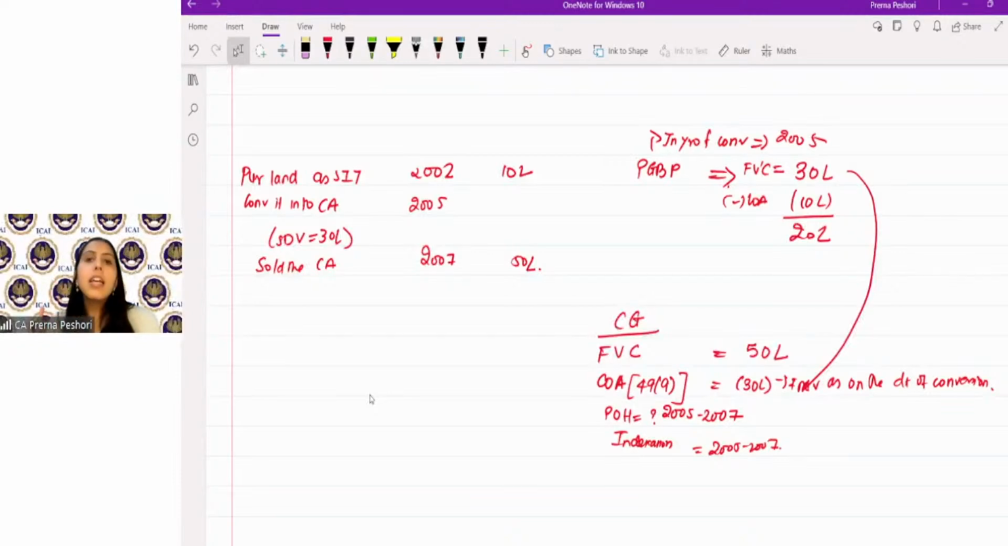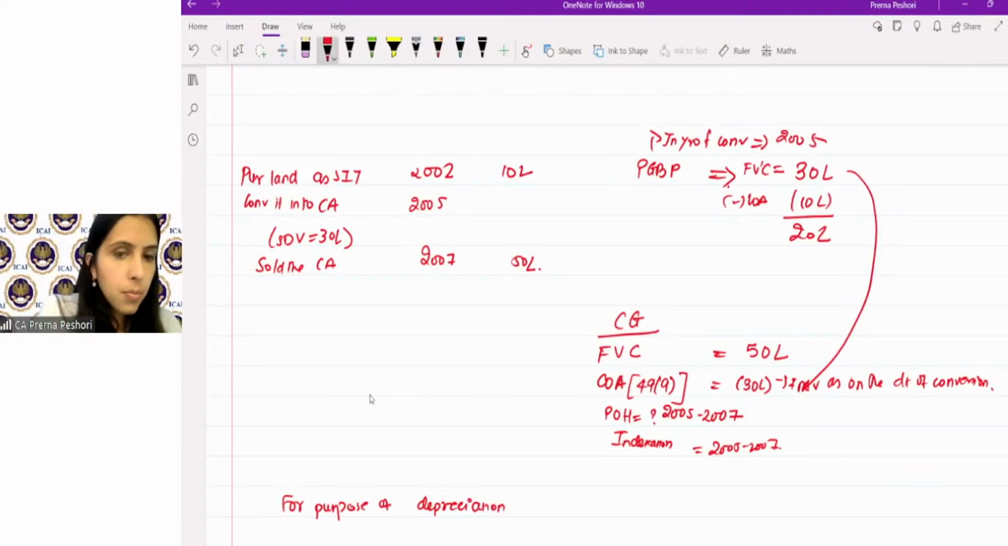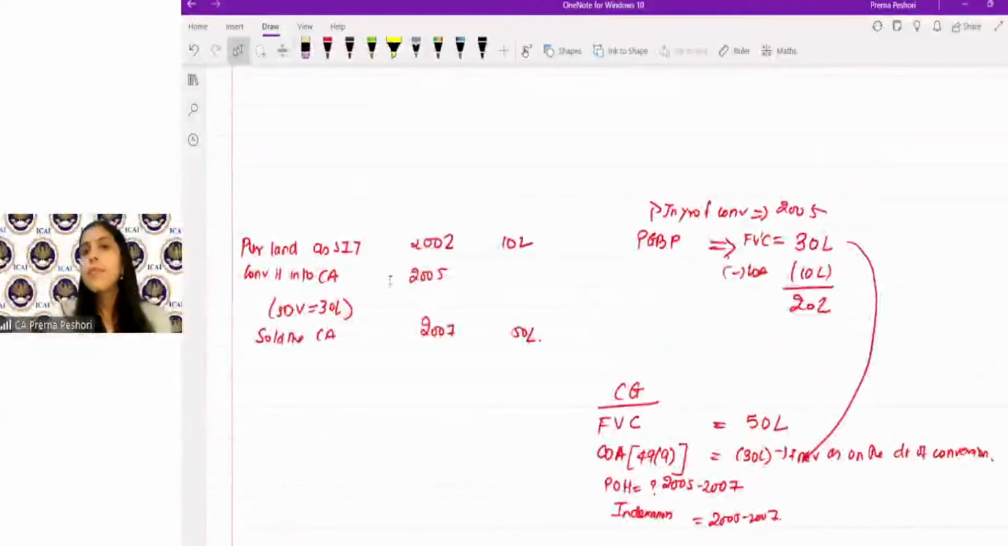Last one point, in case the stock in trade is converted into a capital asset, but the capital asset is not sold. Let's say the capital asset continues to be used. Then in that case, for the purposes of depreciation, I had told you this earlier also, under section 43, what will be my cost? Actual cost under section 43 will be my fair market value. Any doubt?